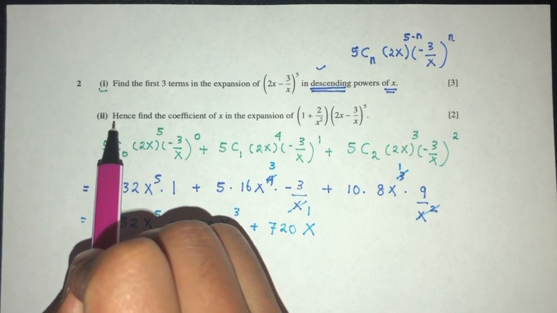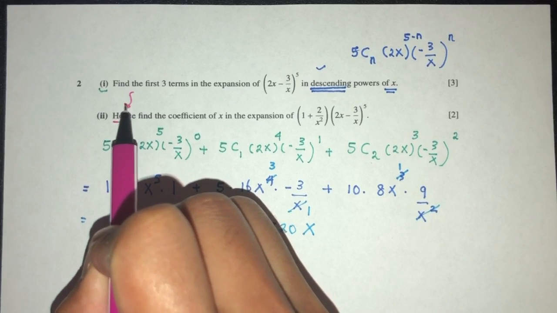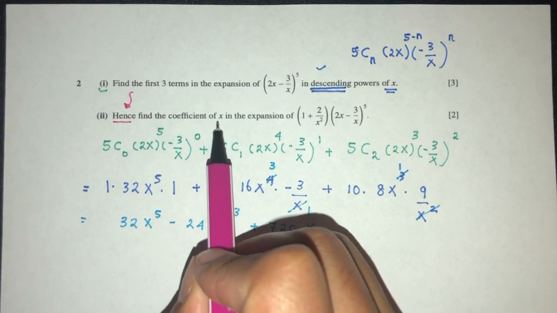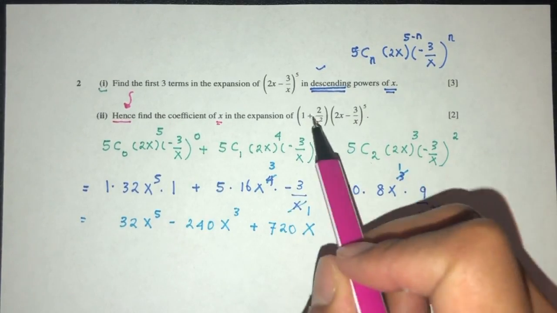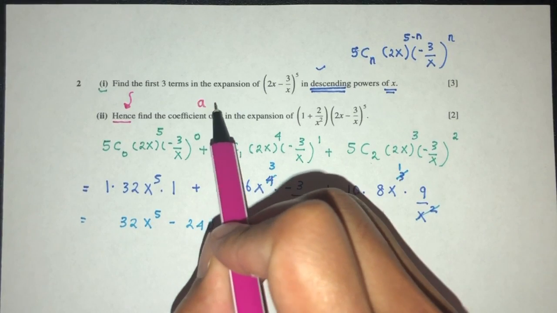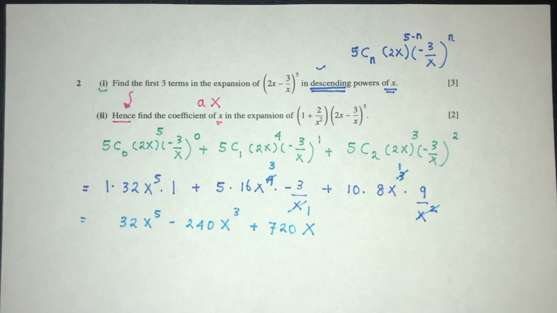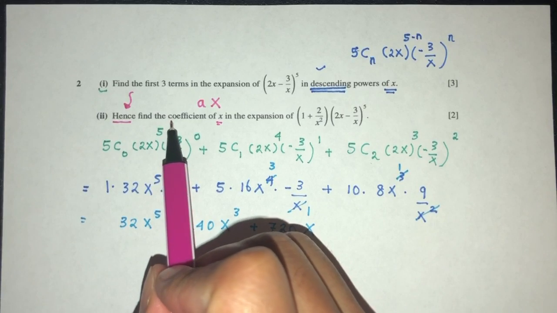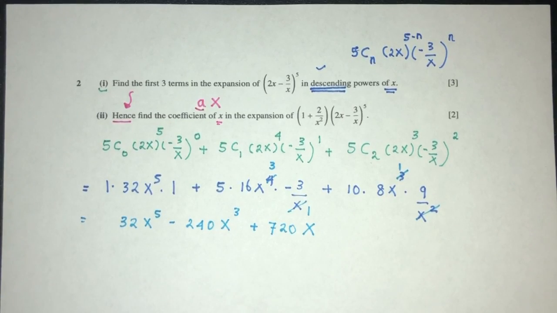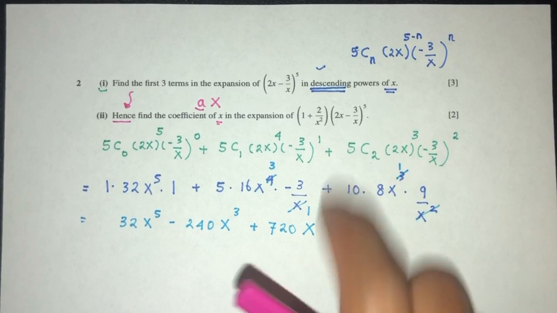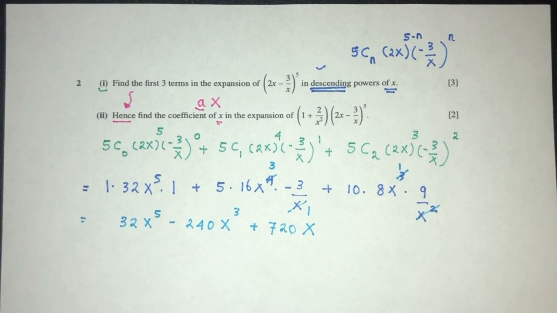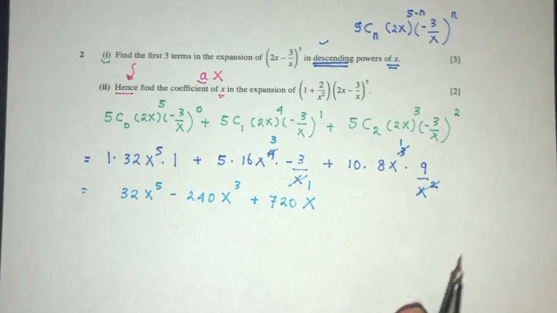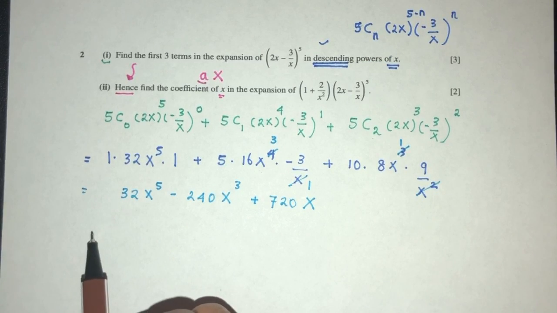Hence means we have to use part 1 to find the coefficient of x, which means when you expand this term, you will have something, a term in x, right? And the coefficient of x is just the value in front of x. So you have to find that value in this expansion. Now, obviously, we have to use part 1. One by one, how would you do this? So let's have a look.